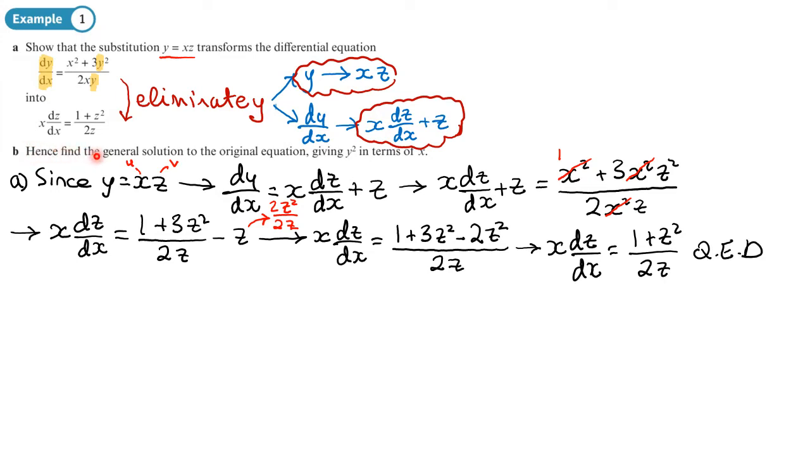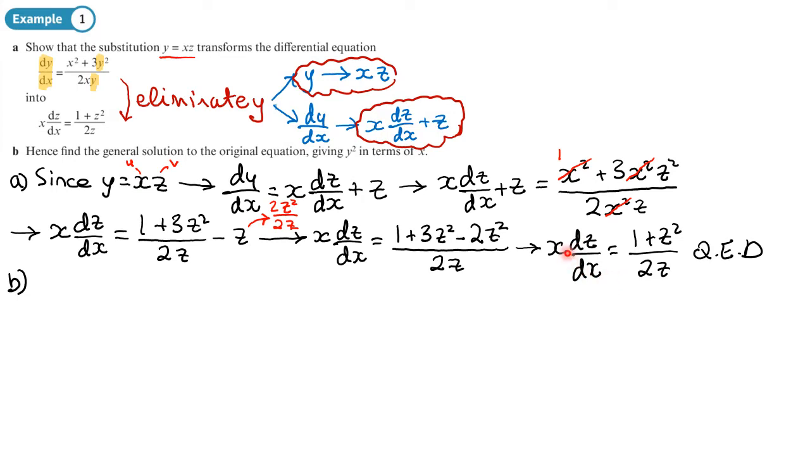Then part B says, hence find a general solution to the original equation given y squared in terms of x. Anytime you see hence, it means use what you've just done. If it says hence or otherwise, it means if there's a different method, use it. But hence, you look at what you've just done and use that to help you. So in part B, what are we going to do? Well, we are going to actually find a general solution for this. When we found a general solution for this, we'll substitute back, and then that will give us a general solution to the original equation here.